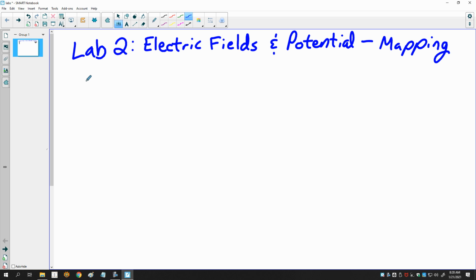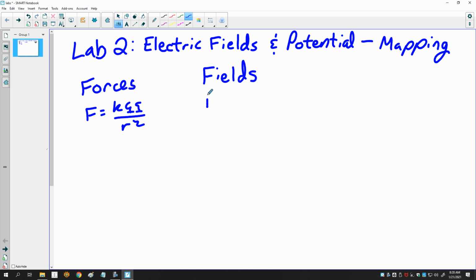In the first few chapters of this lab and in the lecture courses 201, 202, and 102, we're dealing with three big ideas. Those are electric forces, that is F equals KQQ over R squared, and the electric fields. Electric fields are a force per unit charge, given by KQ over R squared, at least the magnitude. Of course, it's a vector quantity.